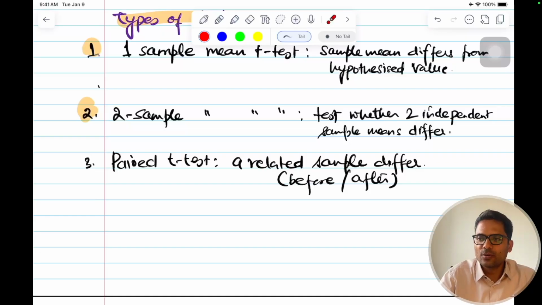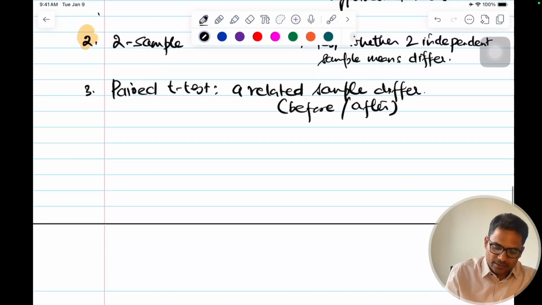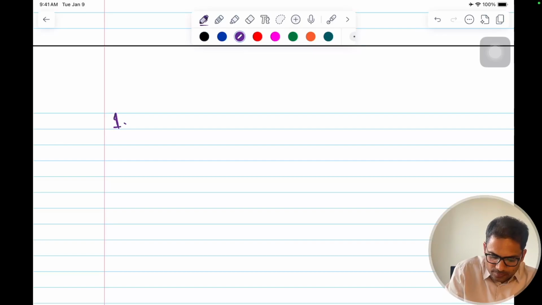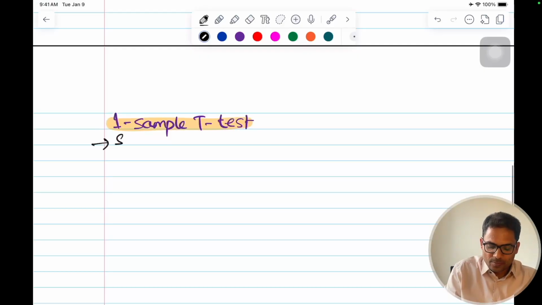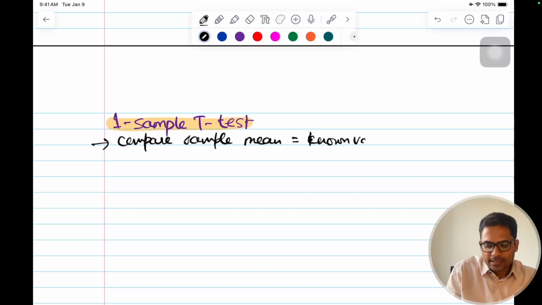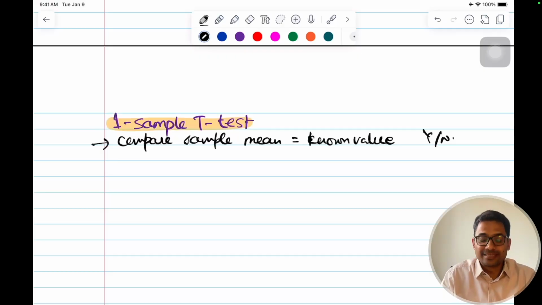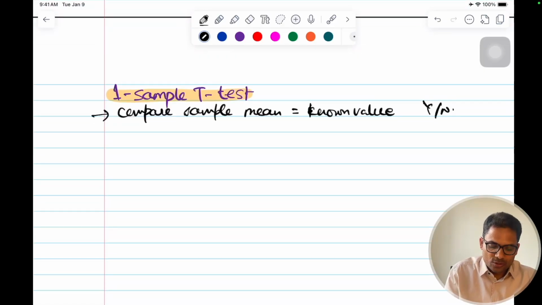Let's go for the 1 sample mean t-test. Let me go to the next page. I'll just write 1 sample t-test, with mean implicit here. As I mentioned, this is for comparing whether the sample mean is equal to a known value, yes or no. That is the hypothesis: whether it's equal or not. So what's the test statistic?